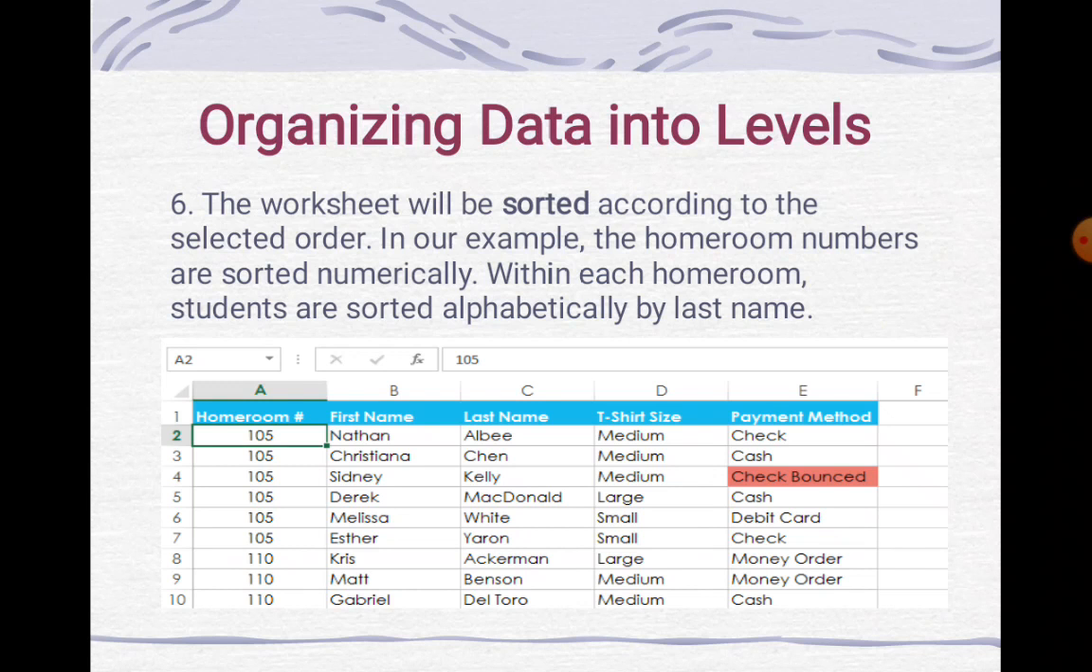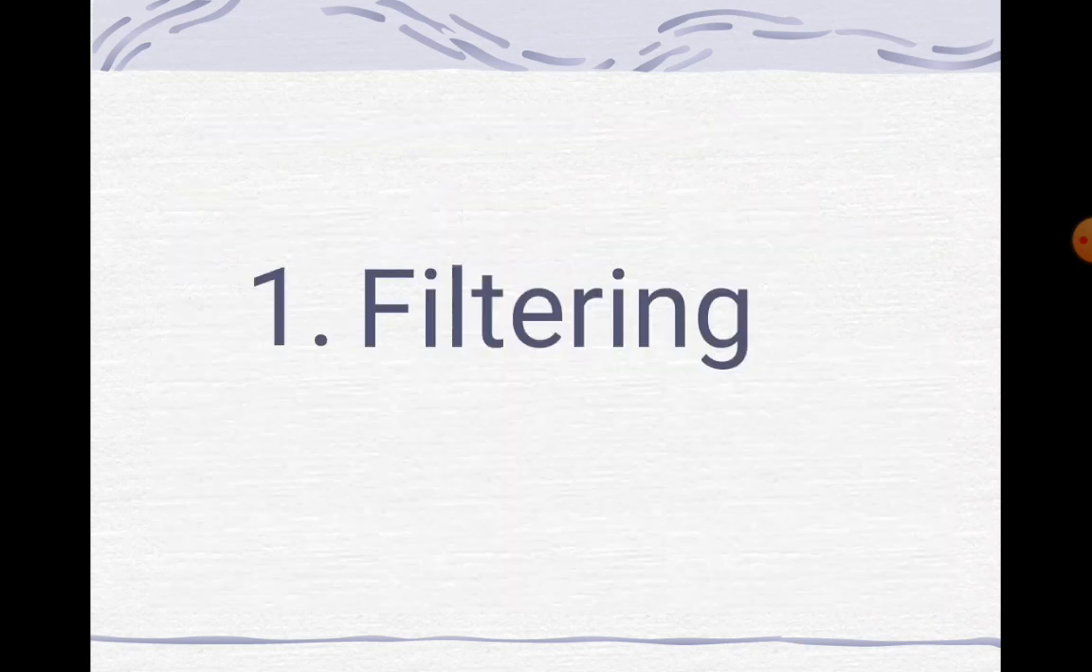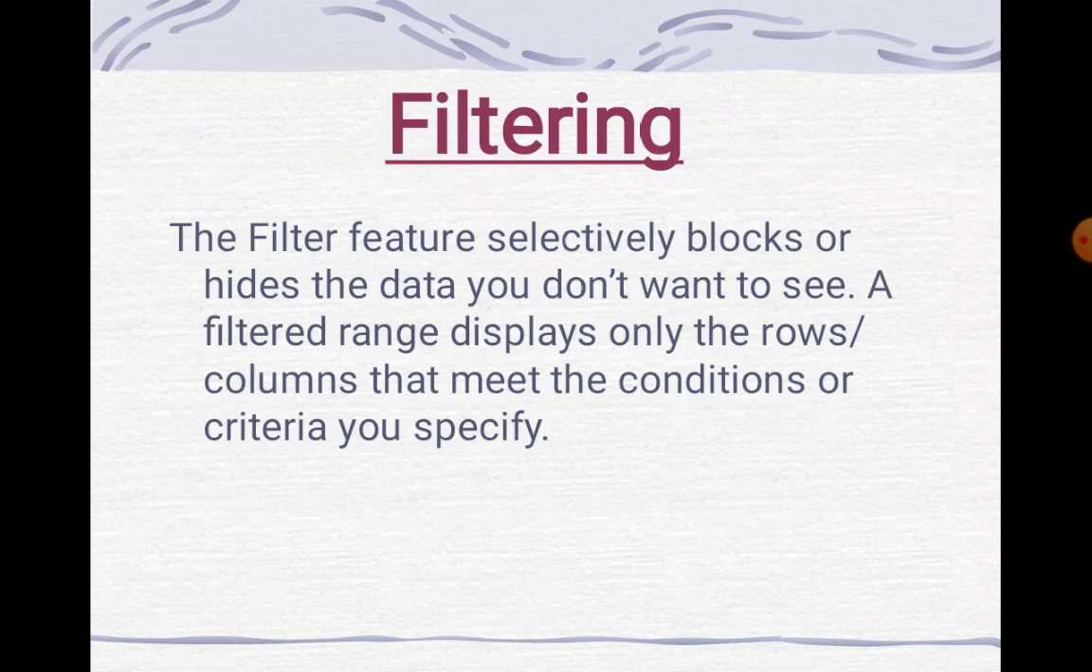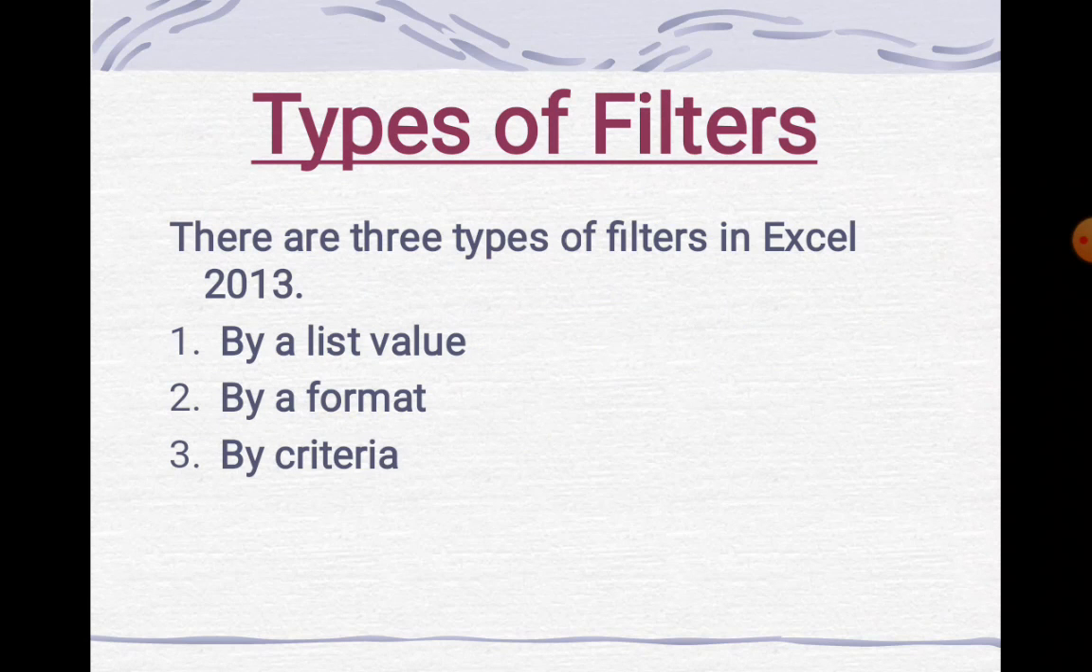Dear students, we also learned about filtering of data. The filter feature selectively blocks or hides the data you don't want to see. A filtered range displays only the rows or columns that meet the conditions or criteria you specify. There are 3 types of filters in Excel 2013: 1. by a list value, 2. by a format, 3. by criteria.